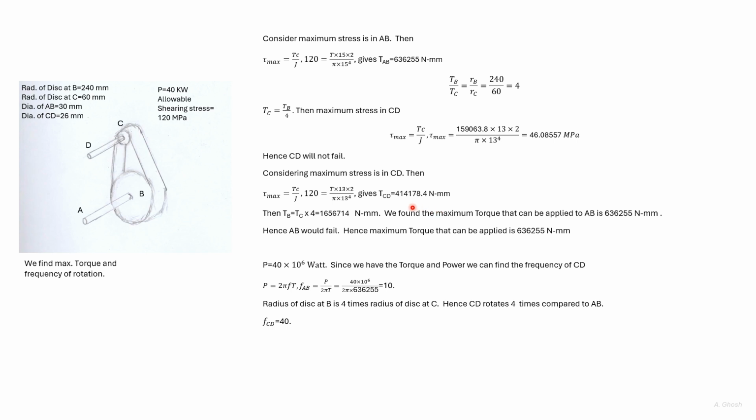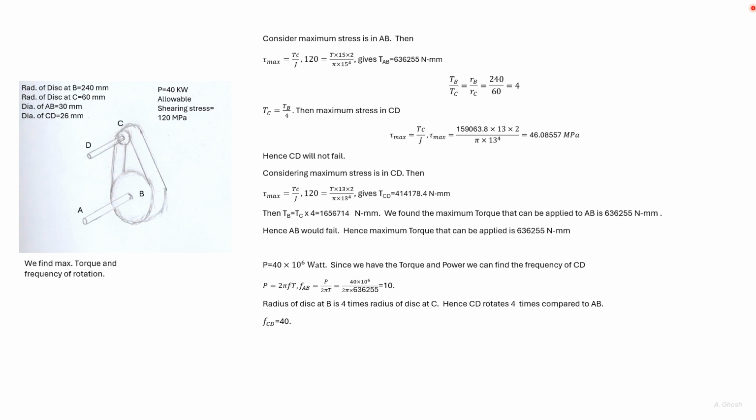Now if this torque is applied in CD, then the torque in AB would be 4 times this value, which is much greater than the maximum torque that can be applied in AB. So if this stress, the allowable maximum shear stress is considered in CD, then AB will fail, which means the maximum torque that can be applied is this value.